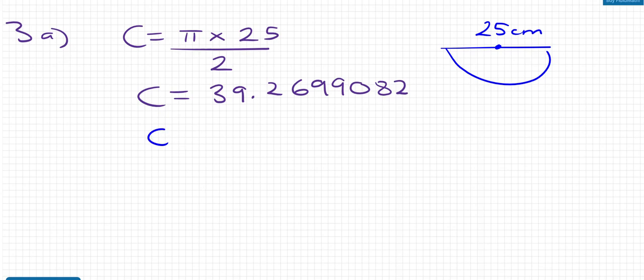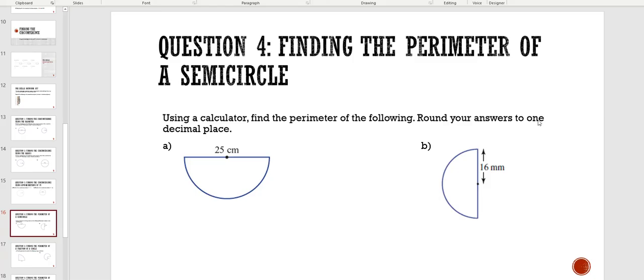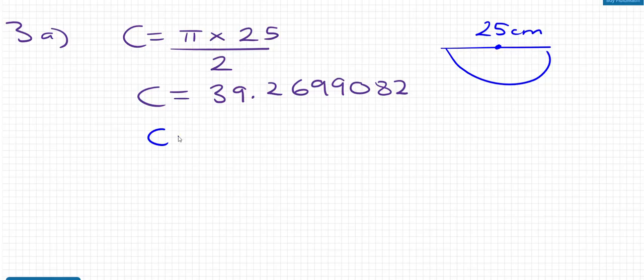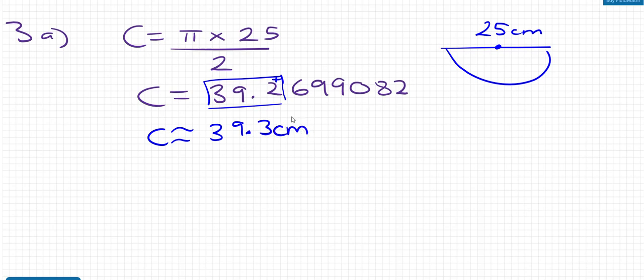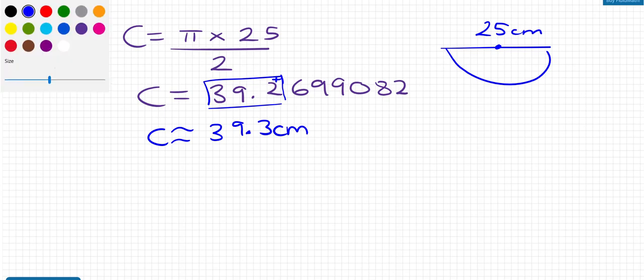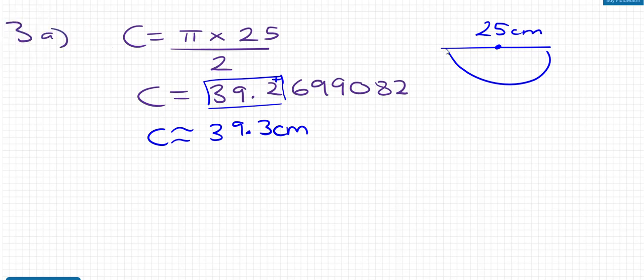The question says round your answer to 1 decimal place, so let's do that. So now 1 decimal place, so rounding off, so approximately, there's 1 decimal place. 2 is my first decimal place. So my number will look something like this. Before I just copy this down, check the number after 2, it's 6. Because it's 5 or more, I have to add a 1 to the 2. So round up 2. So 39 point, I round up 2 to 3. My units are centimeters.